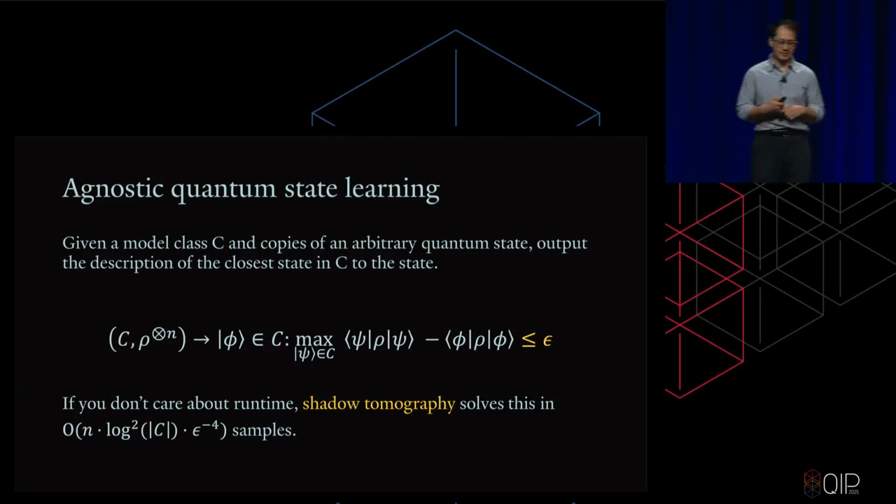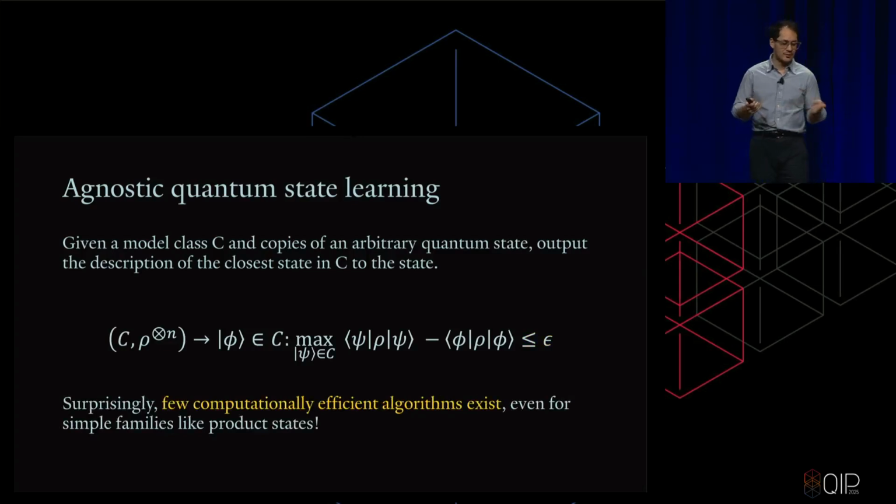For those people who know about shadow tomography, you might immediately notice that if you don't care about the runtime, there's already an algorithm that does this, assuming your model class is not too large, that's sample efficient. This is shadow tomography. You can just estimate the overlap with every state in your class, see which one's the best, and output that. But there are very few computationally efficient algorithms. Like I said, shadow tomography is not efficient. And this is kind of surprising because in the standard learning theory literature, there's been a recent explosion of amazing algorithms for things like Gibbs states and low depth circuits.